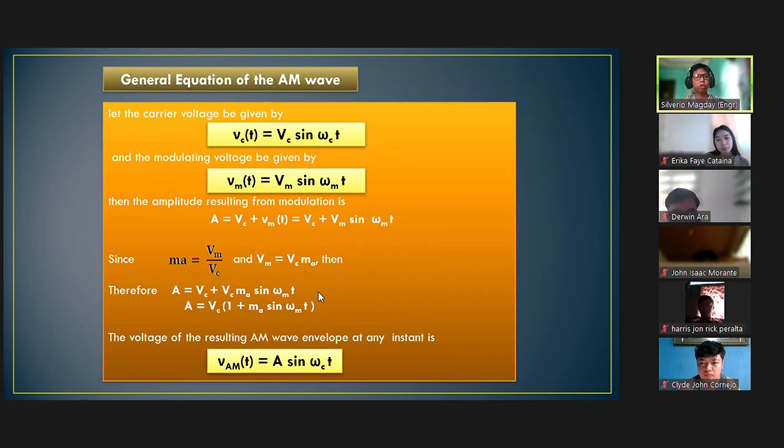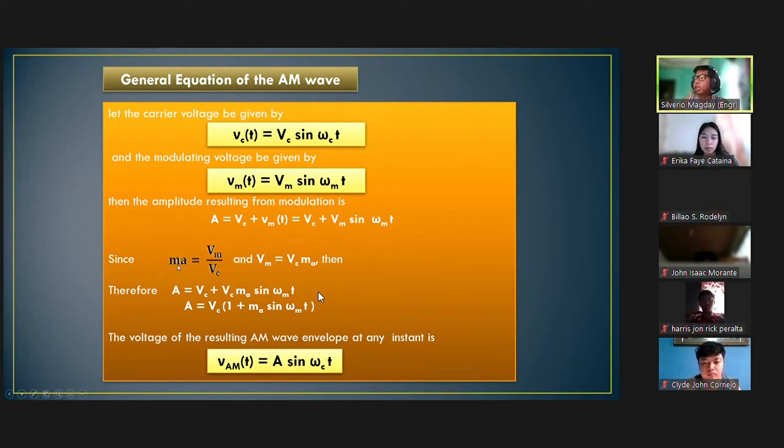Okay, the general equation for the amplitude modulation wave. The carrier voltage is represented as Vc sine of omega c t, wherein omega c t is 2 pi times your frequency, 2 pi f, in time, as a function of time, the instantaneous equation for the carrier voltage, and even for the modulating voltage. So Vm sine of omega m times your time. The amplitude resulting from this modulation is denoted as A.